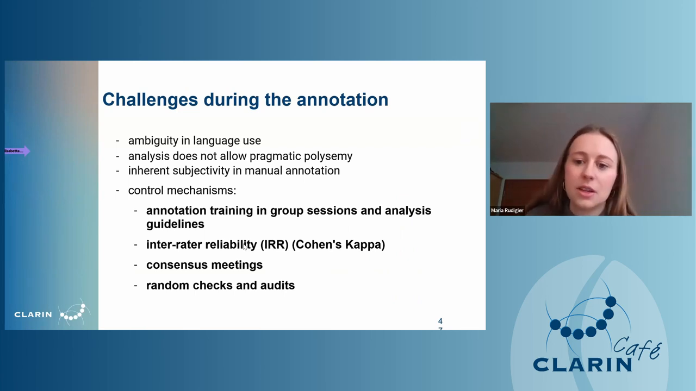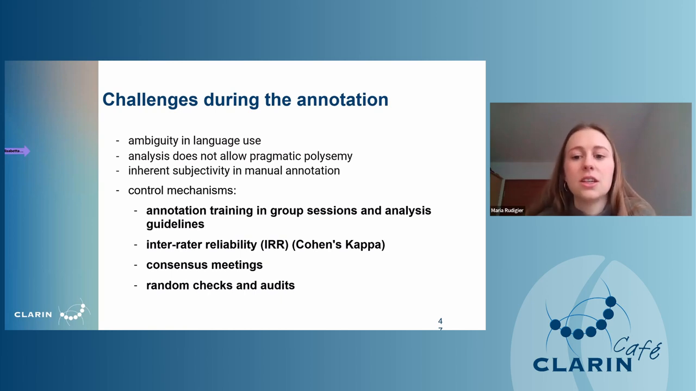Ultimately, let's address some challenges that we encountered during the annotation. The ambiguity in language use posed a challenge in the annotation process, as a certain degree of interpretation is always required. And things like, for example, irony in language use might be hard to identify. Moreover, the pragmatic function of each language unit is not always clear and explicit, and the same expression might assume different pragmatic values and thus correspond to different subacts. However, the applied methodology does not allow pragmatic polysemy, and each language unit had to be assigned to only one single pragmatic function or subact. All of this shows that there is a certain degree of subjectivity involved in manual annotation processes.